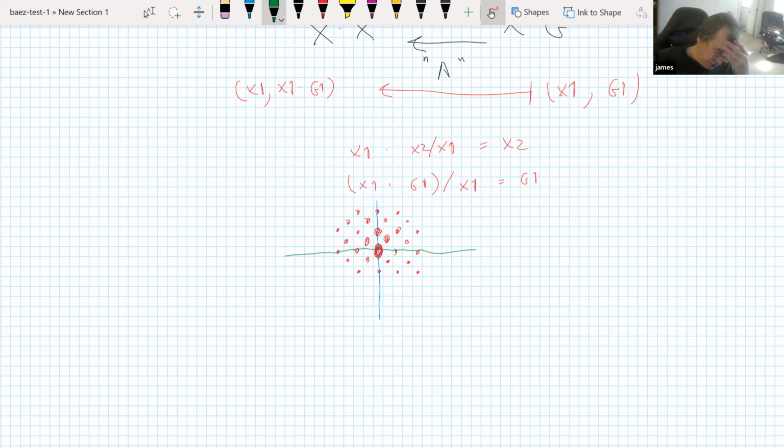Funny things happen over infinite fields too. I mean, funny things happen over fields of characteristic 0. Cube roots of unity can behave differently over the rationals versus over the reals, or over the complex numbers, or over the algebraic numbers, or something like that. Right. That's right.